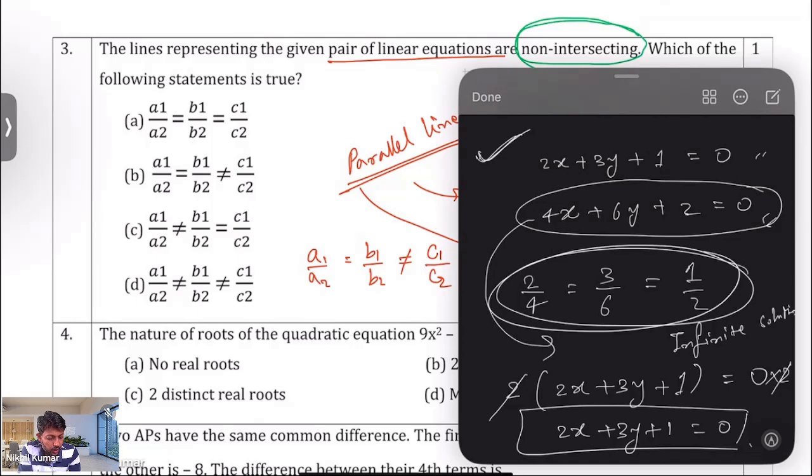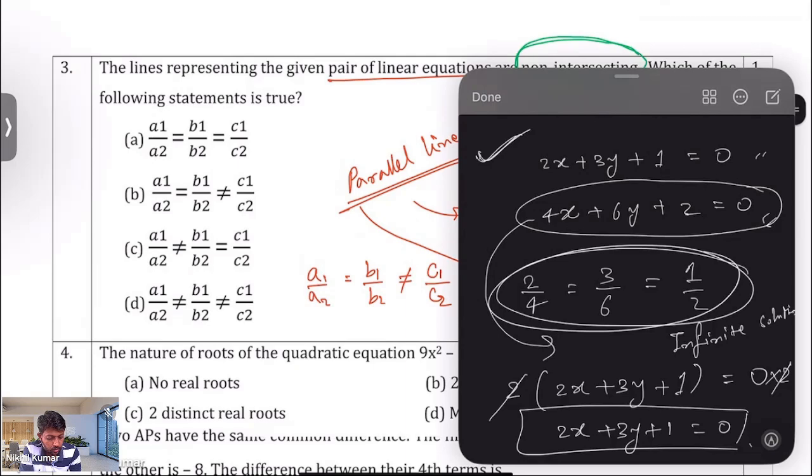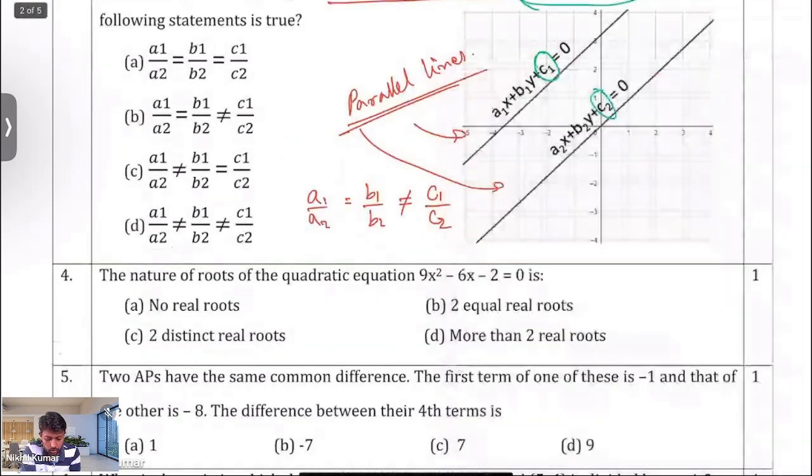Now I'm taking some time to explain all the aspects for these questions so that it's a quick revision for you all as well. Okay, so this is our answer for now. Let's move on to the next question.